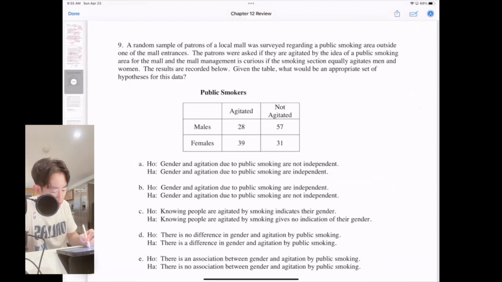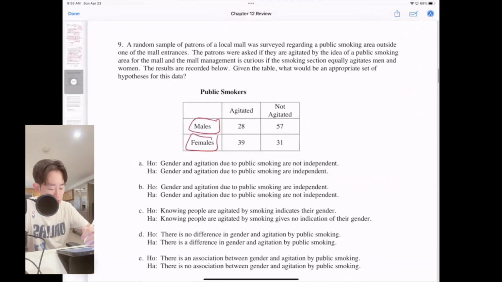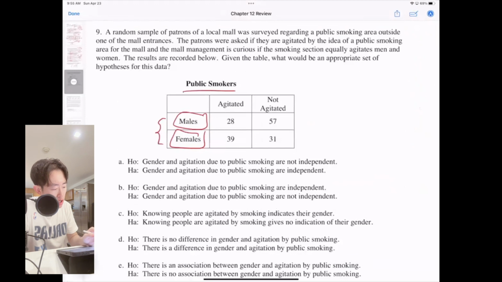Number 9, random sample of patrons of a local mall. So we have males and females. See, this is a key thing to notice. Usually when they give you gender like this, that means you actually have one singular independent sample, which is the public smokers. We are trying to find a random sample of patrons. So they all came from patrons, one independent random sample. It's not like we have different types of independent samples. So for this, we're trying to test for association/independence.